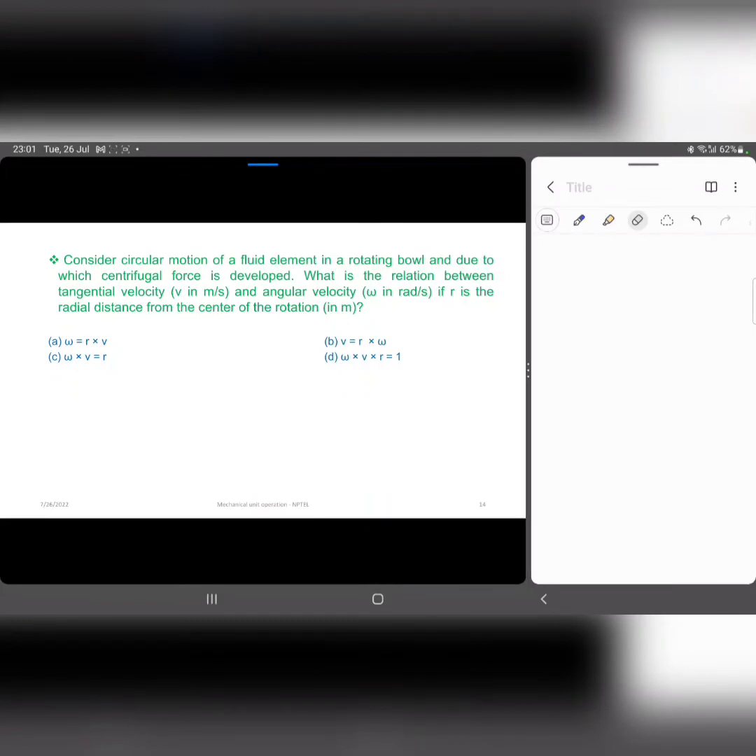Now there is one more example. We are also visiting this. Consider the circular motion of a fluid element in a rotating bowl due to which centrifugal force is developed. What is the relation between tangential velocity, which we all know has a unit of meter per second, and angular velocity, which is omega in radian per second, if r is the radial distance from the center of rotation?